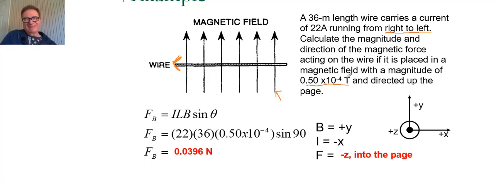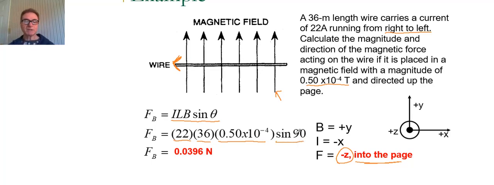The current is running from right to left, so I've got my fingers pointing that way. And my thumb is pointing into the page. So the force is going into the page. We would like to figure out what the magnitude is. Again, we're going to use I L B times the sine of theta. The current is 22 amps. The length of the wire in the magnetic field is the entire wire, 36 meters. The value of the magnetic field is 0.5 times 10 to the minus 4th, and the sine of 90 is just going to be 1.